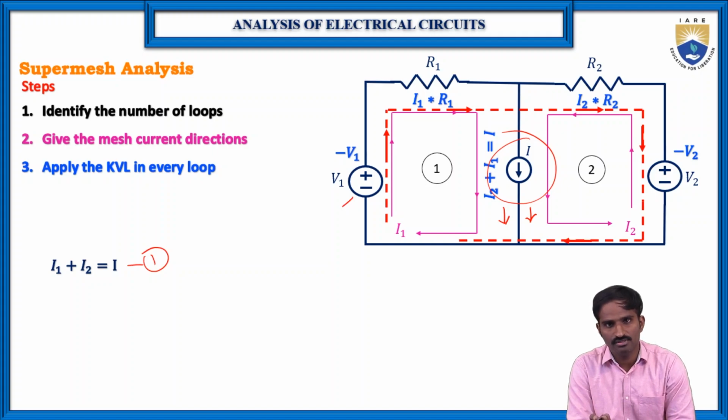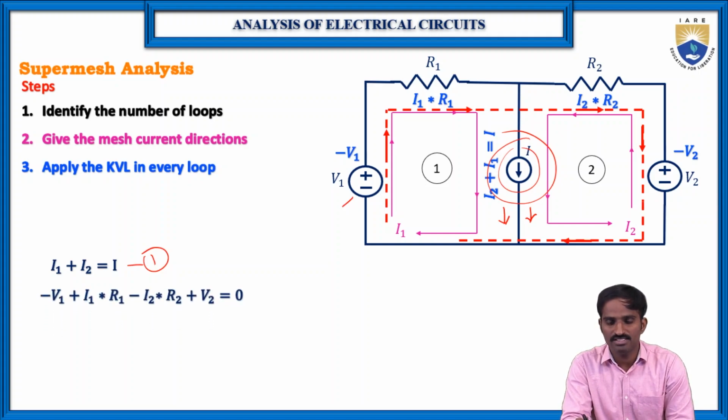And the second equation. Then we may get a doubt, which loop we need to consider, whether it is 1 or 2. So we should not consider 1 or 2. We should consider another loop, which is the third, that is the super mesh. So the third loop, just neglect this one and consider the loop which is indicated with the red dotted line. Which means now apply the KVL for this particular loop. So here minus V1 plus I1 into R1 plus I2 into R2 minus V2.